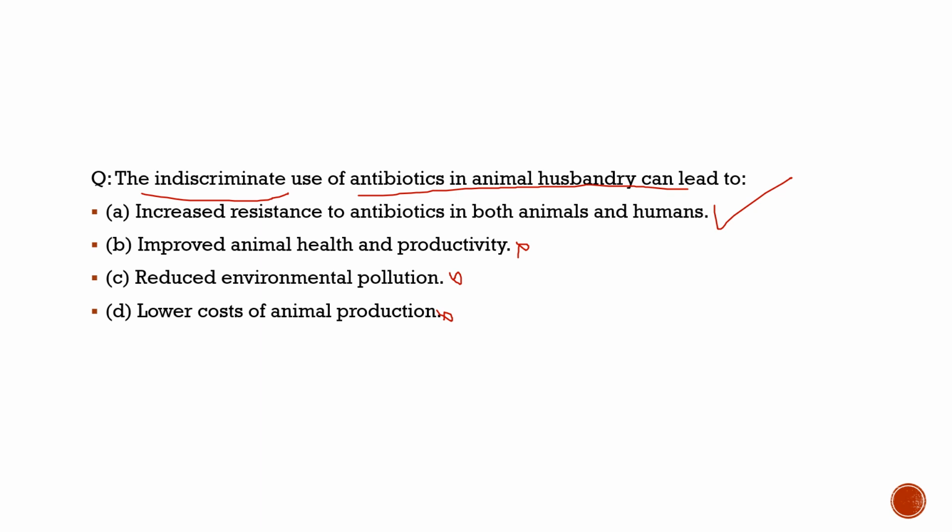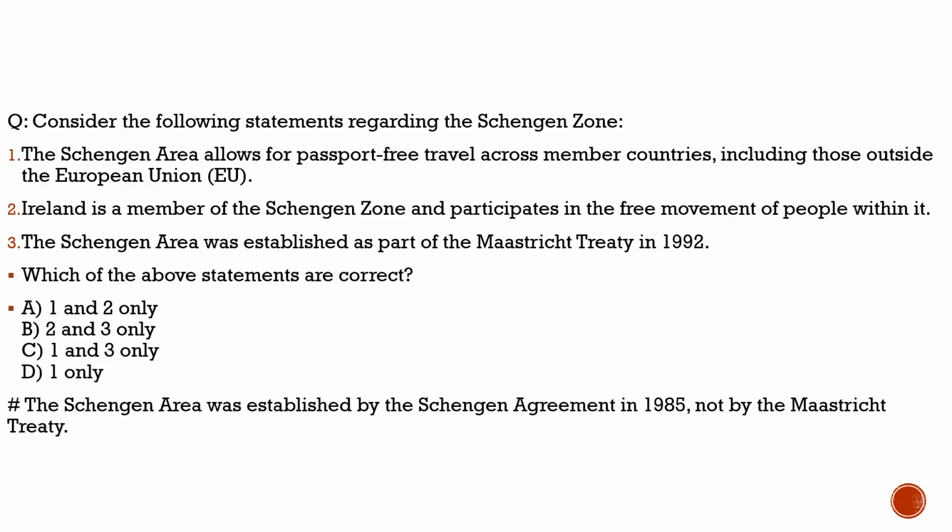So by solving this question, let's move towards the last question of today's discussion with respect to the current affairs. Here the question is: consider the following statements regarding the Schengen zone. Why is it in news? Because there are two countries which have joined the Schengen zone, which are Bulgaria and Romania. They have become full members of the Schengen zone. This is very much important.